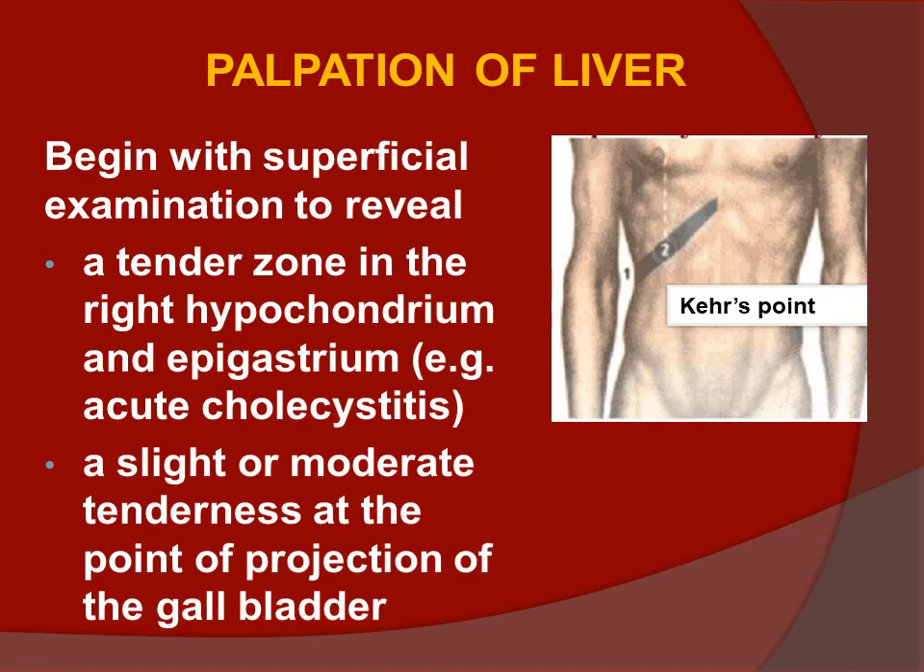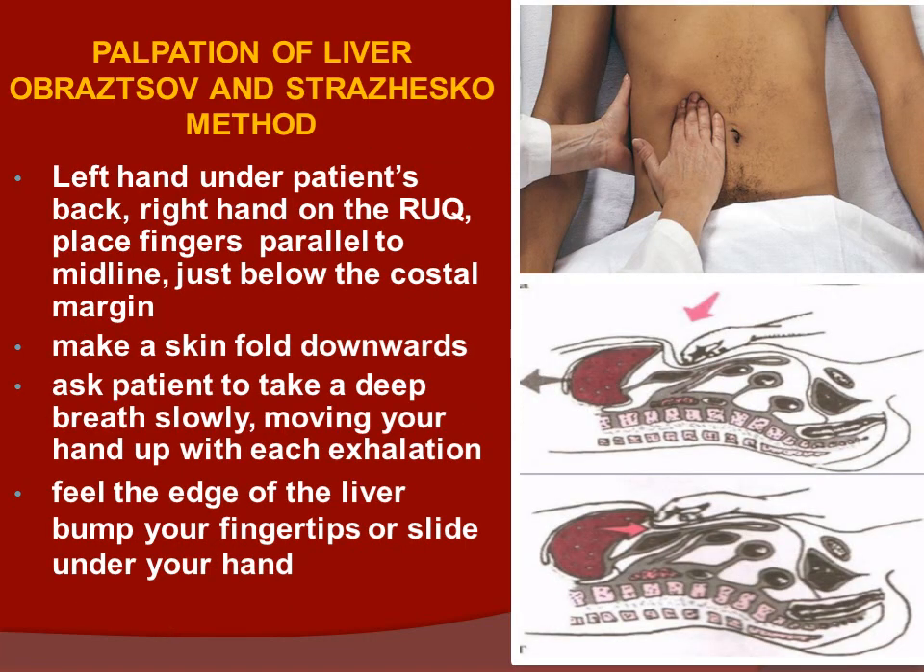Begin with superficial examination to reveal a tender zone in the right hypochondrium and epigastrium, for example in acute cholecystitis, or a slight or moderate tenderness at the point of projection of the gallbladder in chronic cholecystitis. In healthy subjects, this point is found immediately below the right costal arch by the lateral edge of the right rectus abdominis muscle.